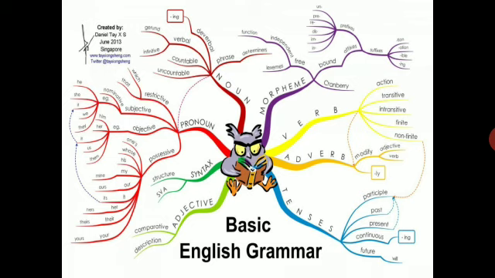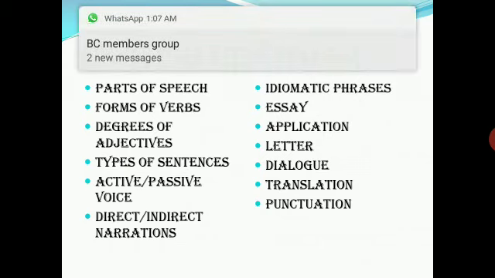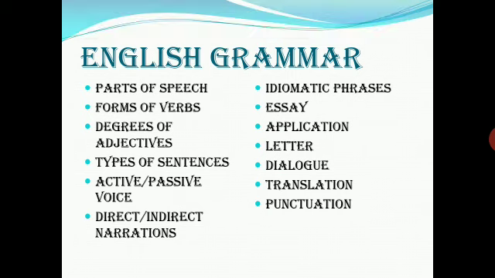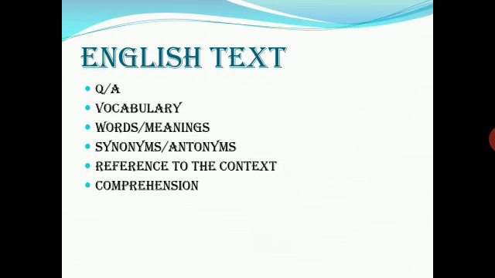We are going to start from basic English grammar. This is our syllabus for the year. We are going to do parts of speech, forms of verbs, degree of adjectives, types of sentences, active passive voice, direct indirect narrations, idiomatic phrases, essay, application, letter, dialogue, translation and punctuation. In the English text, we are going to do question answers, vocabulary, words meaning, synonyms, antonyms, reference to the context and comprehension.